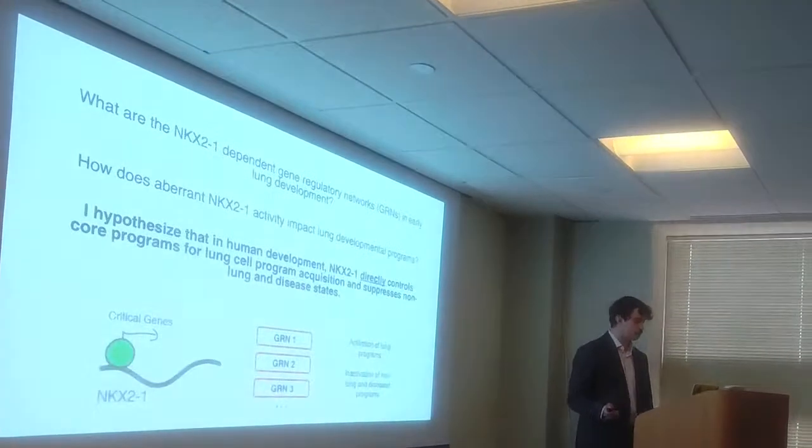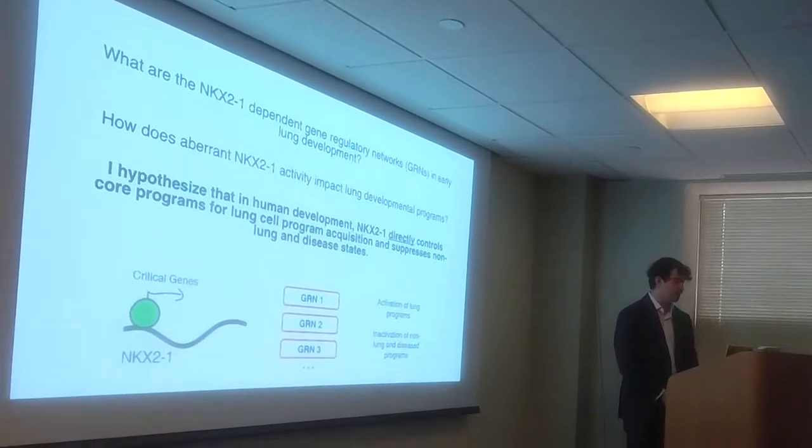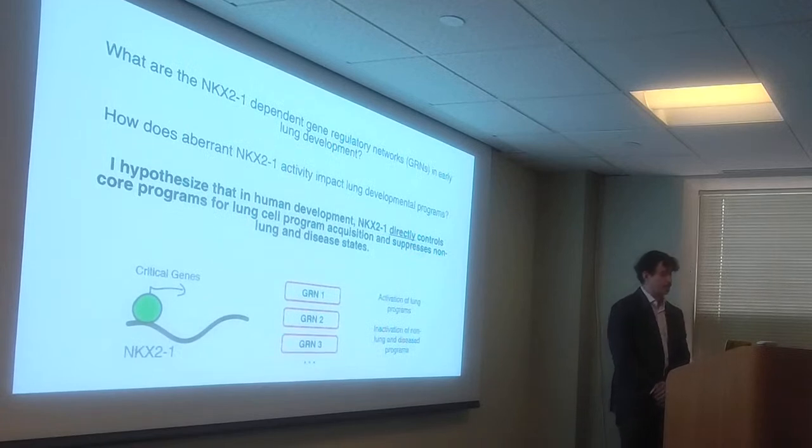So now, we're keen to further understand how NKX2-1 operates, with a number of questions going into this dissertation work. So we have some questions including, what are the NKX2-1 dependent gene regulatory networks in early lung development? How does aberrant NKX2-1 activity impact these developmental programs? And ultimately, I hypothesize that in human development, NKX2-1 directly controls core programs for lung program acquisition, and it also suppresses non-lung and disease states.